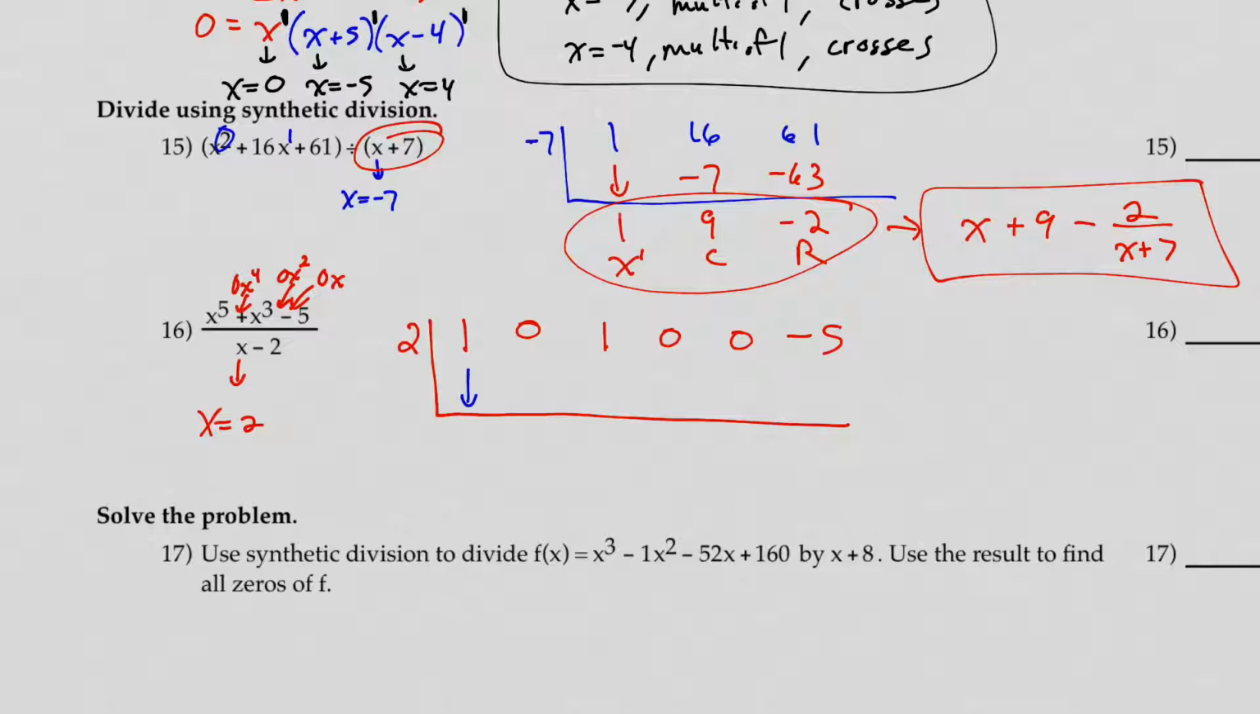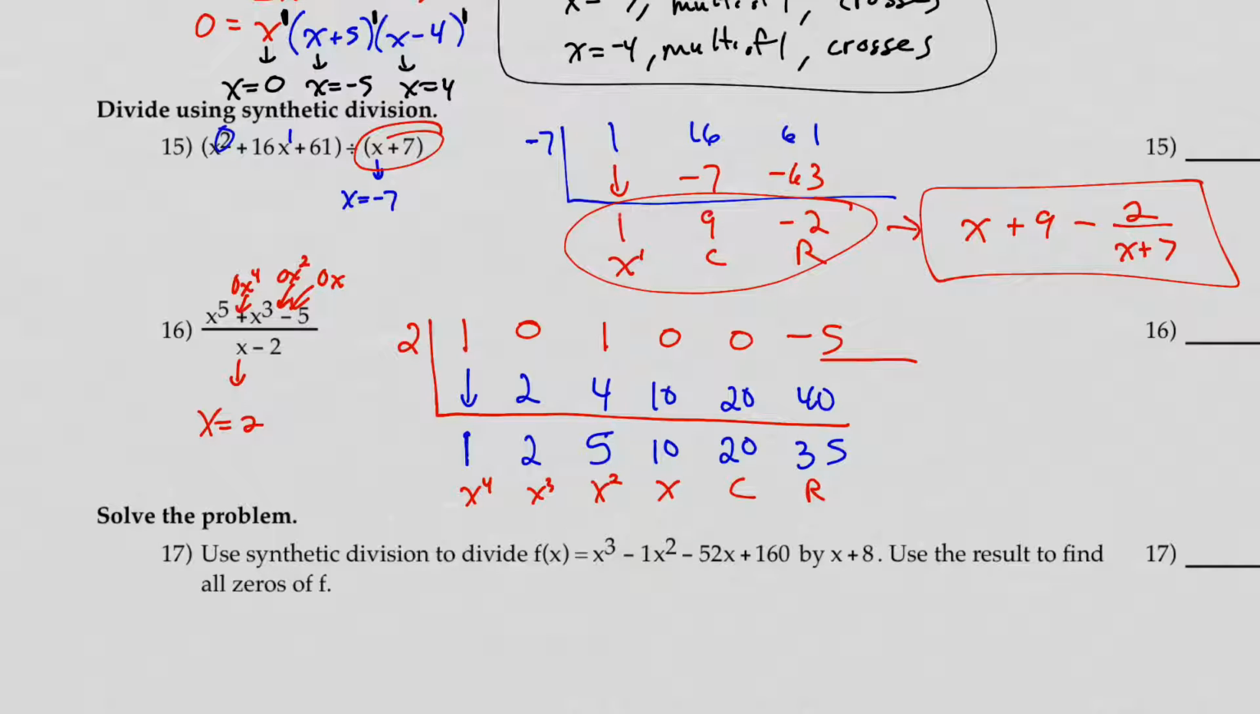So we're going to bring down the 1. 1 times 2 is 2. 2 plus 0 is 2. 2 times 2 is 4. That's going to make 5 there. 2 times 5 is 10. 10 plus 0 is 10. 10 times 2 is 20. Bring down that. And then 2 times 20 is 40. And that's going to give us 35. Okay, so this is going to be our remainder, our constant, our x, x squared, x to the third, and x to the fourth. Okay?